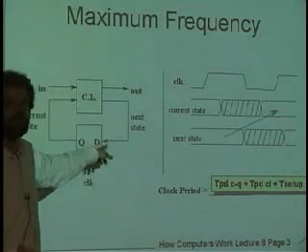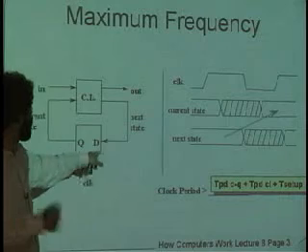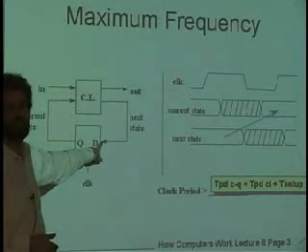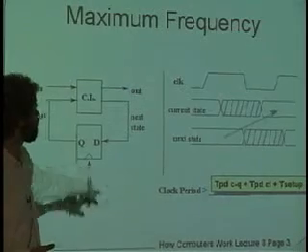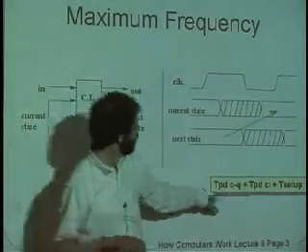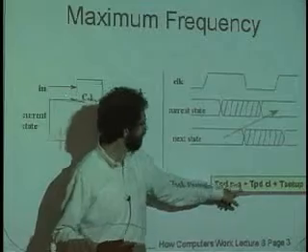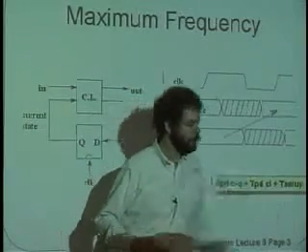And then we need to wait some additional time, which is the setup time, while the data sets up here on D, before we can hit the clock again. And so that says that the clock period has to be more than the sum of the propagation times of the flip-flop and the combinational logic, plus the setup time.